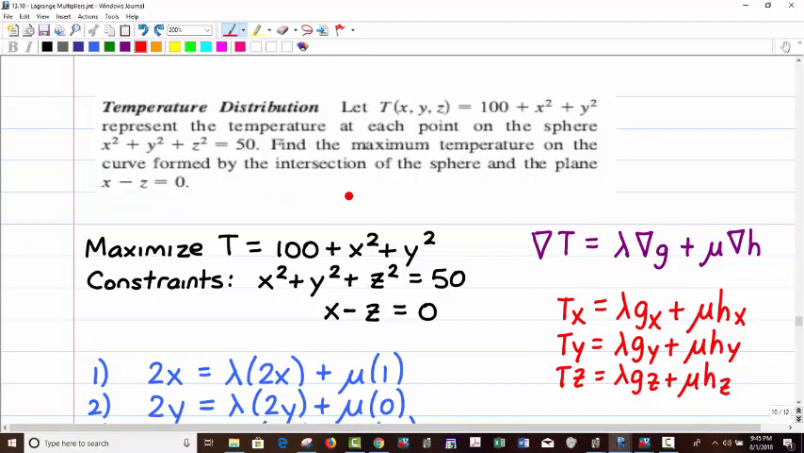We have 2 constraints here. This first one is the equation of the sphere, and then we have this plane equation right here.